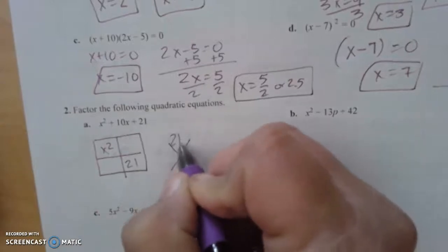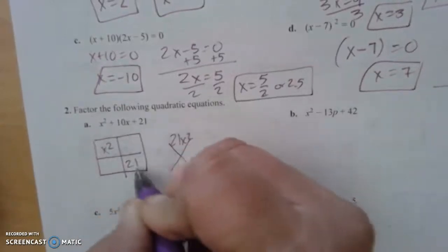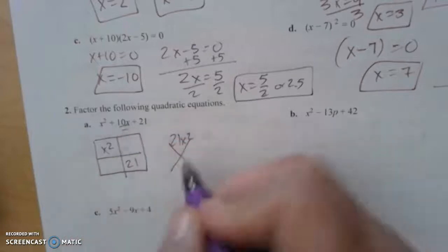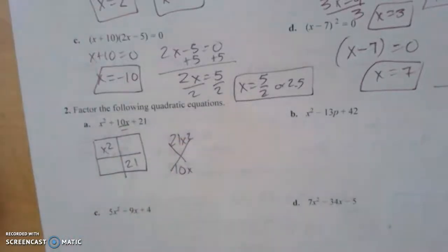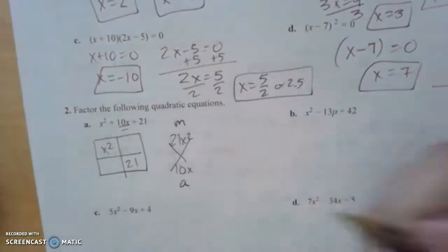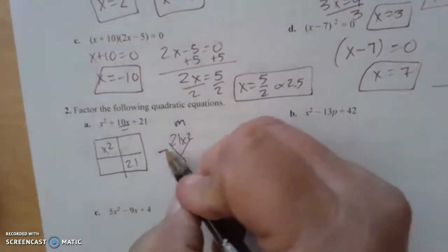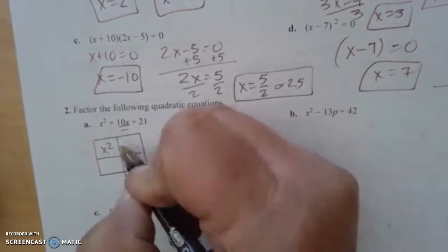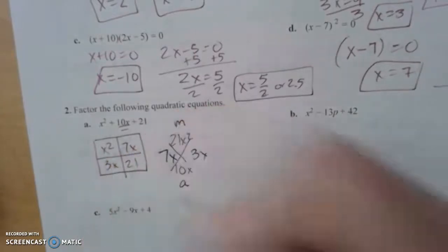So we're going to get 21x squared. You multiply those two together to get the top term. The bottom term goes down here. And we play the game. What numbers multiply to make 21x squared that add to make 10x? 7x and 3x. And I can put 7x and 3x in here.